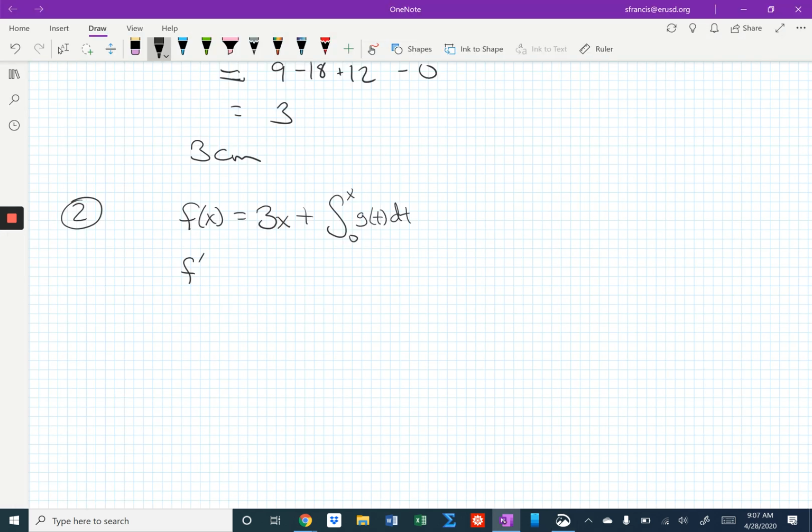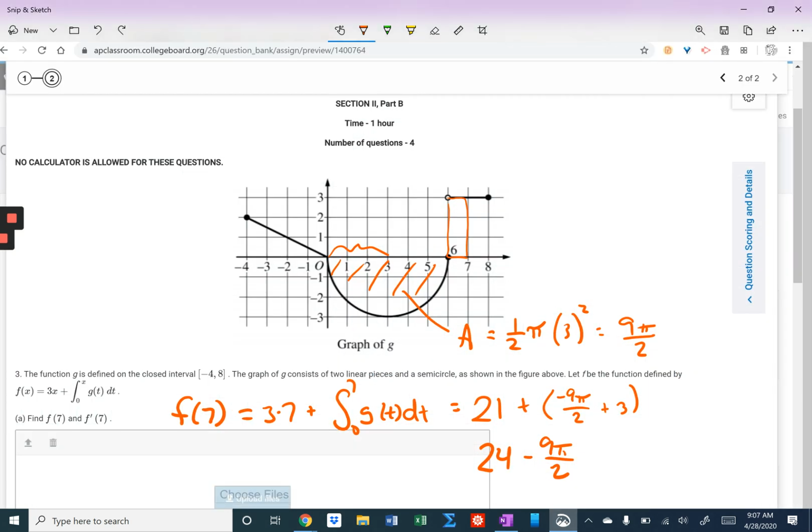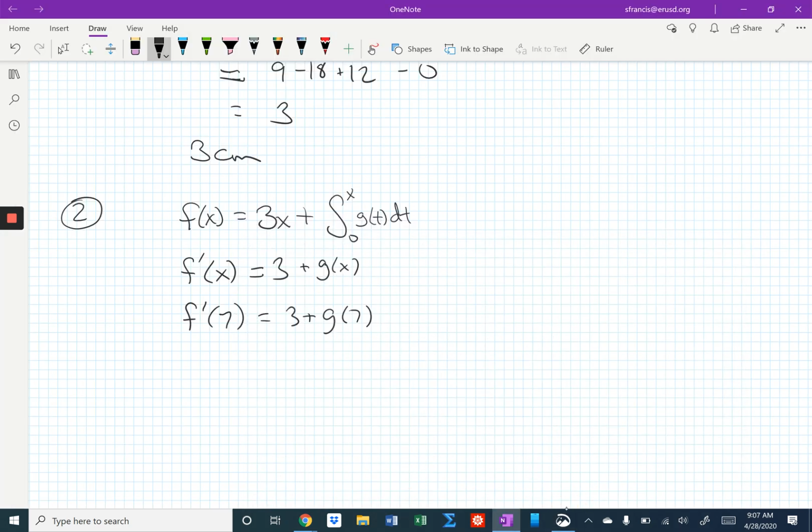Now to figure out f prime of 7, we need f prime of x first. Of course, it's going to be 3 plus g of x. So f prime of 7 is going to be 3 plus g of 7. Let's go back and look at g of 7 really quickly. g of 7 is 3. It's right over here. So let's plug in 3 for g of 7, and so f prime of 7 is 6. Just as a reminder, f of 7 was 24 minus 9 pi over 2. That was part A.